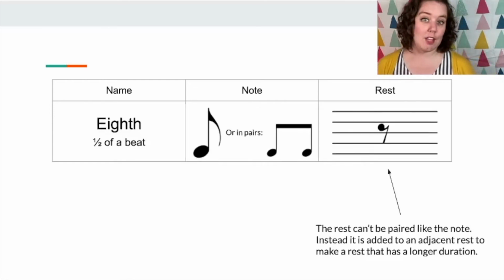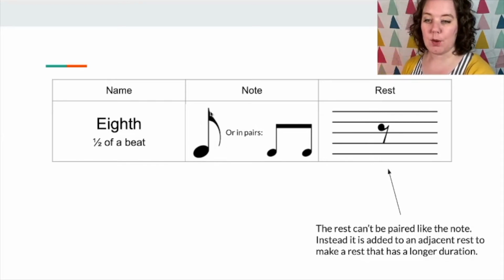An eighth note or eighth rest lasts for half of a beat. And this is what it looks like. You can see it either singular like this or in pairs like this. Sometimes they're kind of joined together, but that's still 2 separate eighth notes, 1 and 2. And then this is what the eighth rest looks like.